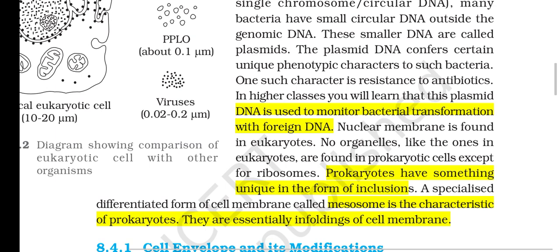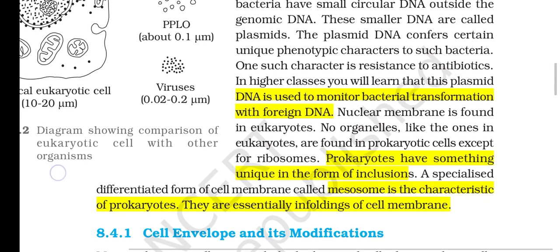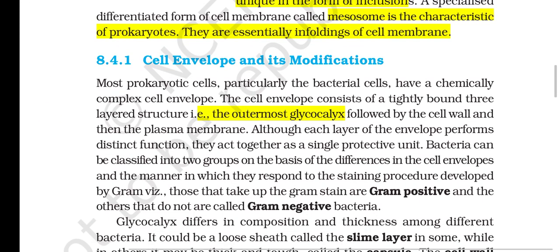Nuclear membrane is found in eukaryotes. No organelles like the ones in eukaryotes are found in prokaryotic cells except for ribosomes. Prokaryotes have something unique in the form of inclusions. A specialized differentiated form of cell membrane called mesosome is the characteristic of prokaryotes. They are essentially infoldings of cell membrane.